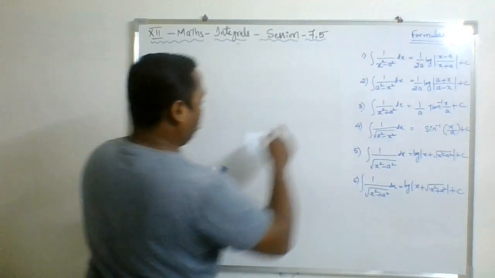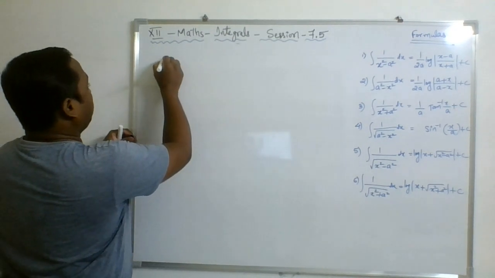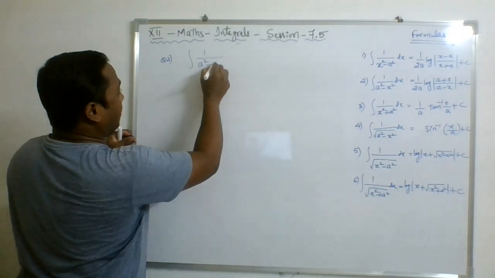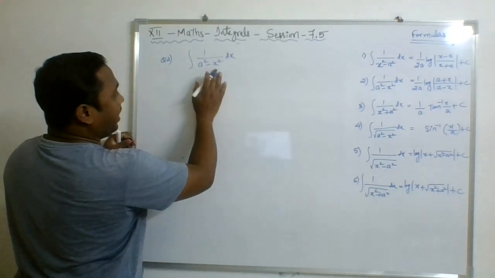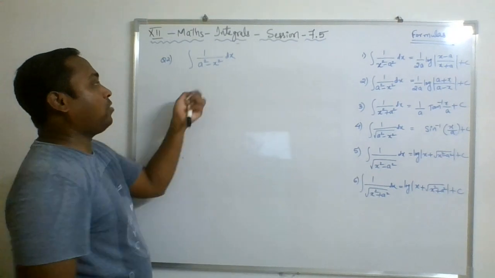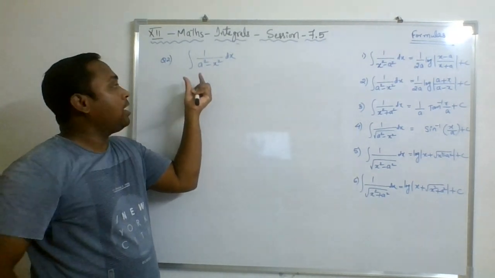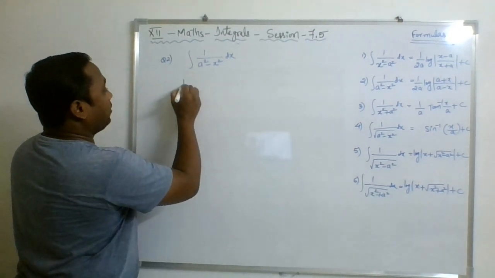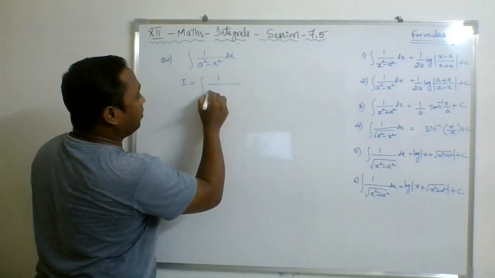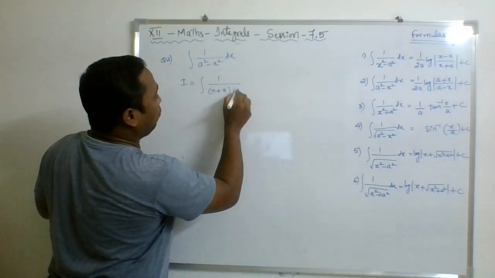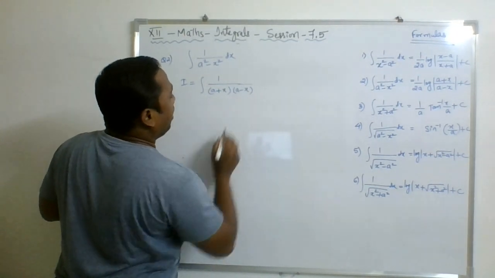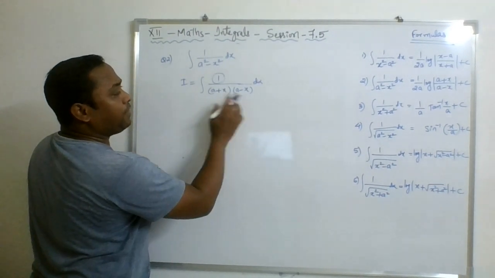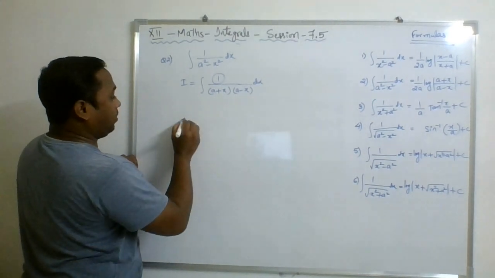So I am taking again the question number 2. You can see what is there: 1 upon a square minus x square dx. Again, if you observe the denominator, which is factorizable into linear factors, hence I can again go with the same partial fraction technique. So first I will factorize this denominator as simply a plus x into a minus x, and then I will express the numerator as the difference of these two factors, right?